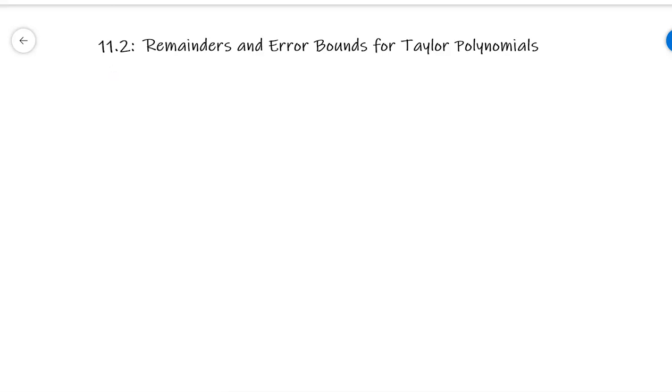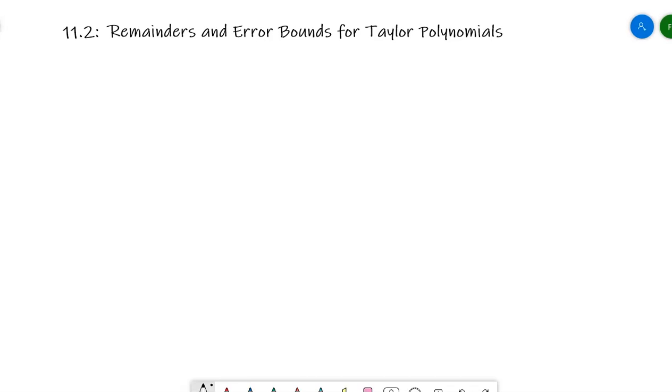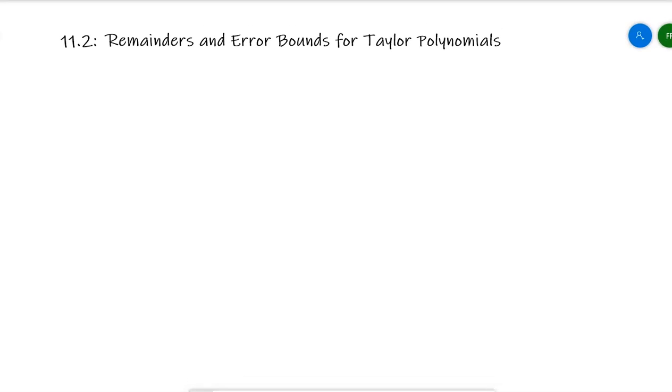Today we get into remainders and error bounds, and these are the things that we leave off of a Taylor polynomial by stopping after a certain number of terms.